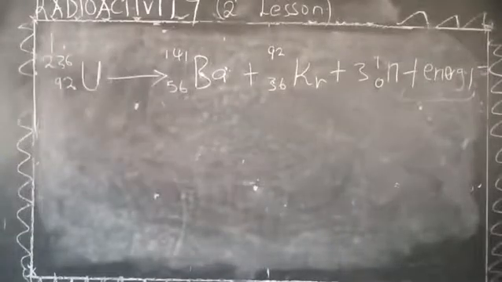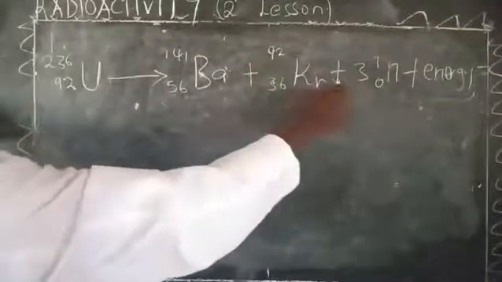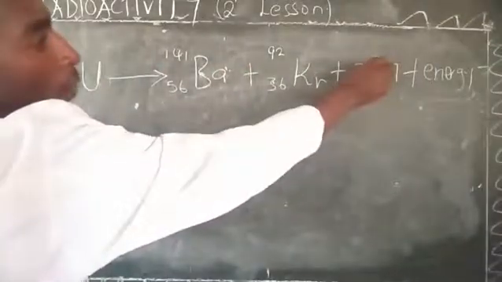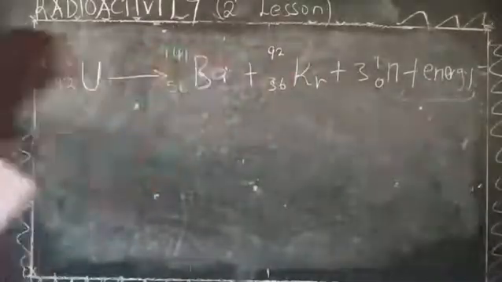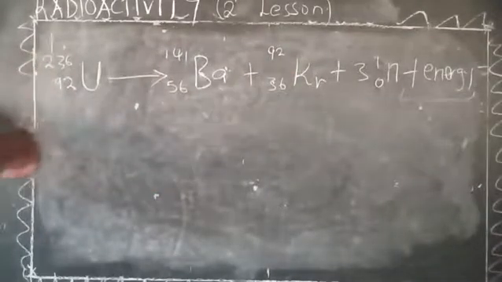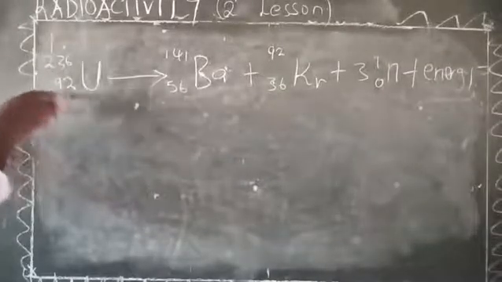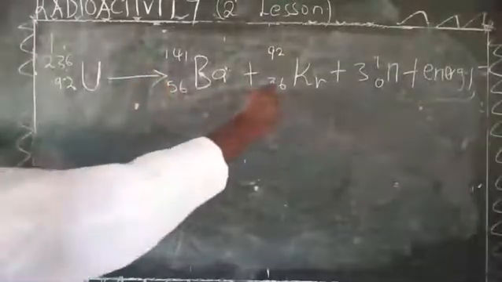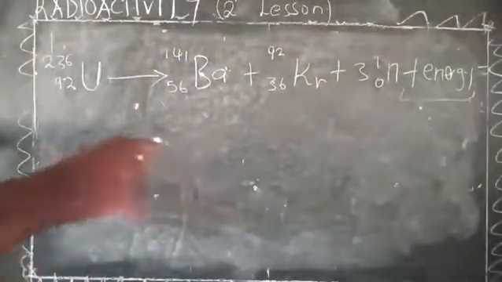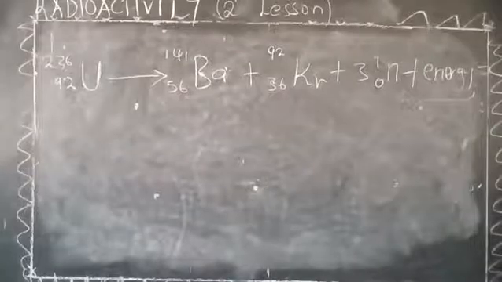In this type of reaction, you also note that if you add 141 plus 92 plus 3 multiplied by 1, in this case we will also get that the total of the mass numbers on the right hand side is equivalent to 236, and that is also true for the atomic number, which is 92. And then on the right hand side we will have 56 plus 36, of course, gives us 92, because 3 times 0 is just 0.